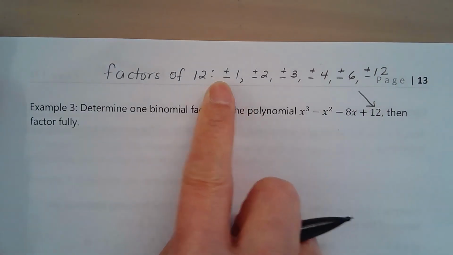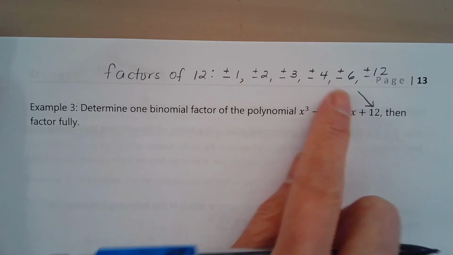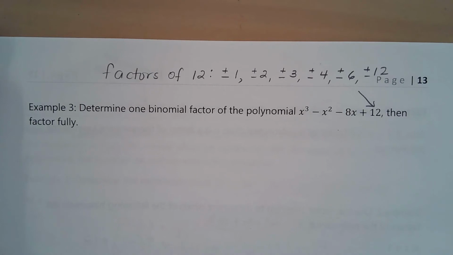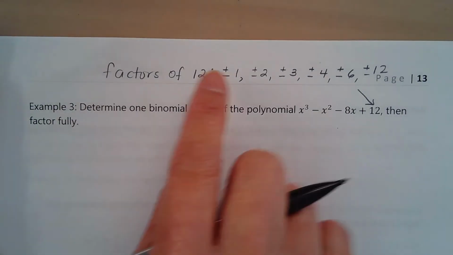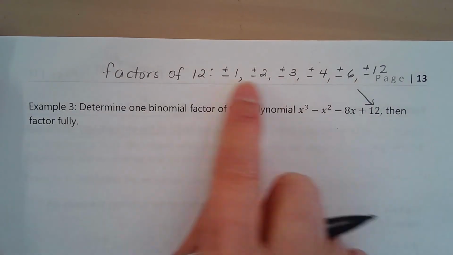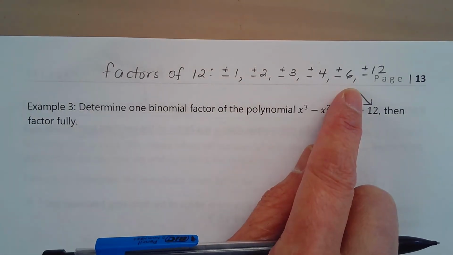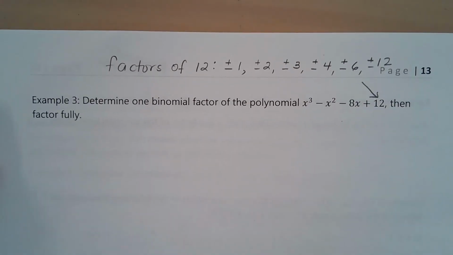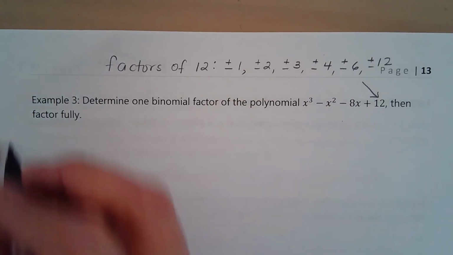Perfect. One of those numbers will give us a remainder of 0. One of these factors of 12 will give us a remainder of 0 for this polynomial. So what we're going to do is test it out.